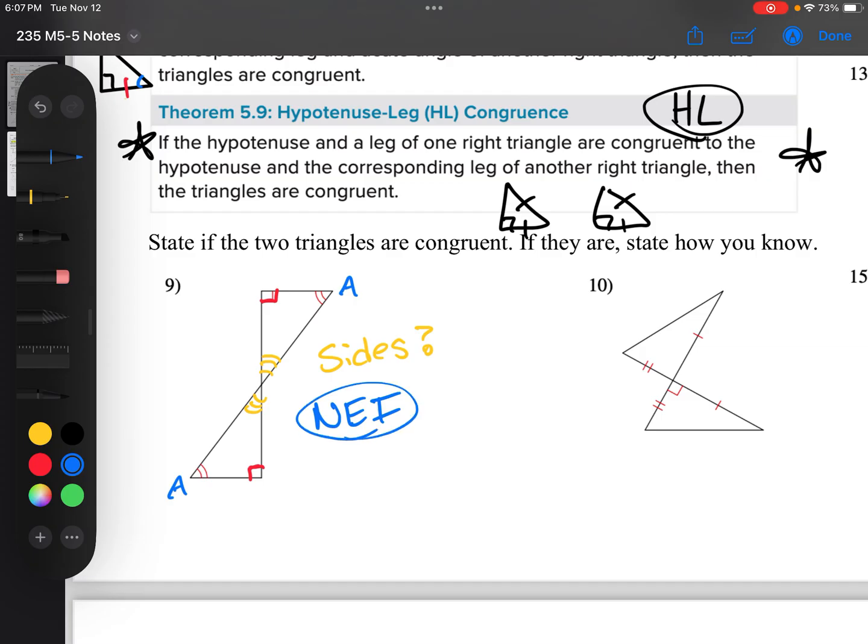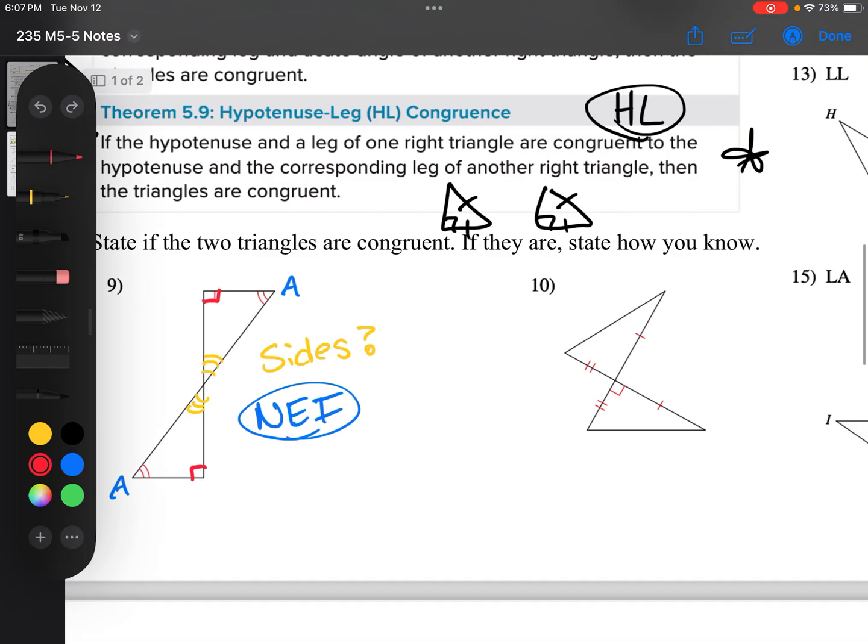I was going to say something about parallel lines, but that's not going to help us here because you still don't know the side length. I mean, this side could be 4, this side could be 5. So you don't know enough information. Okay, so really pay attention to these diagrams. See if you have vertical angles. Always mark those in. That's a big mistake I see on our tests.